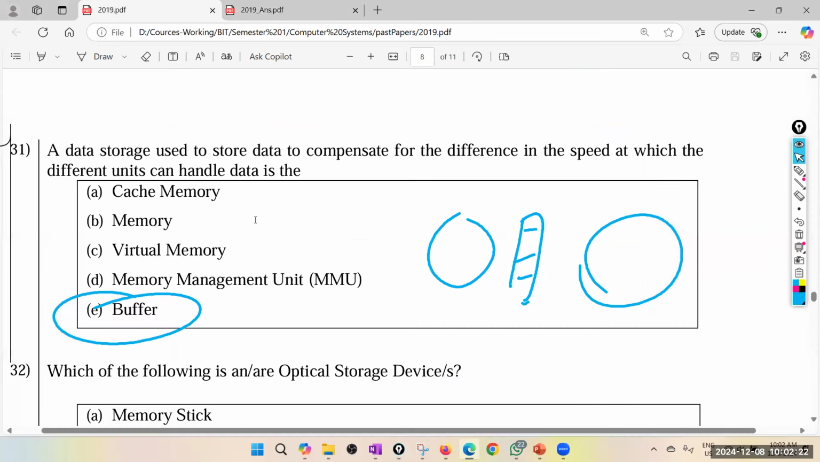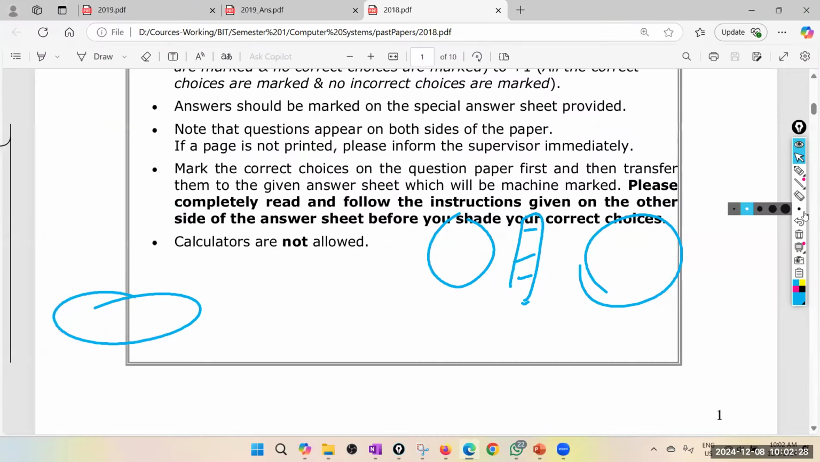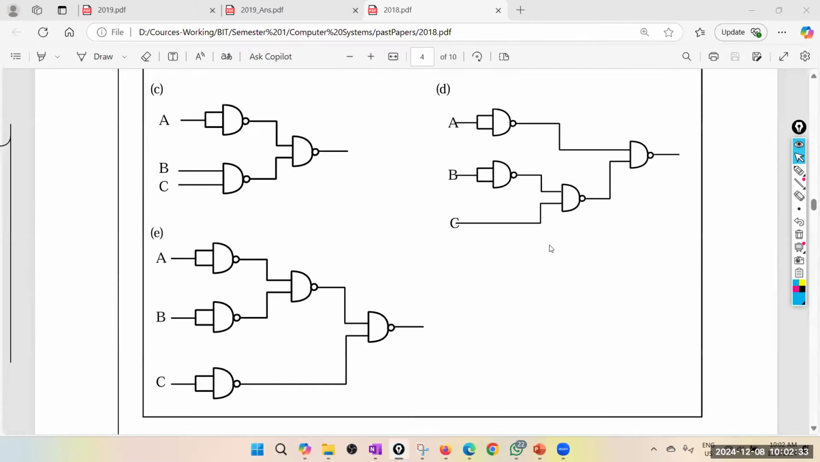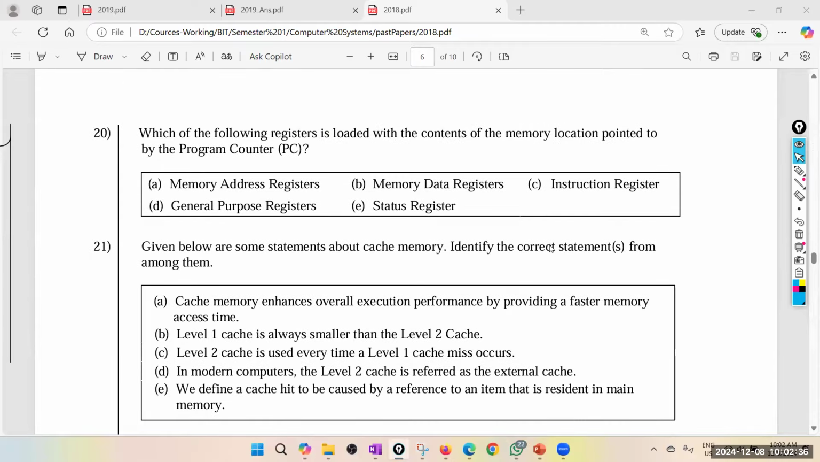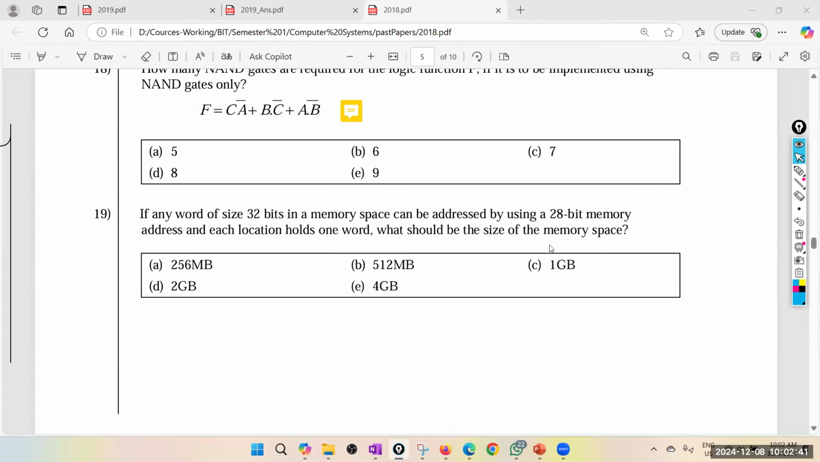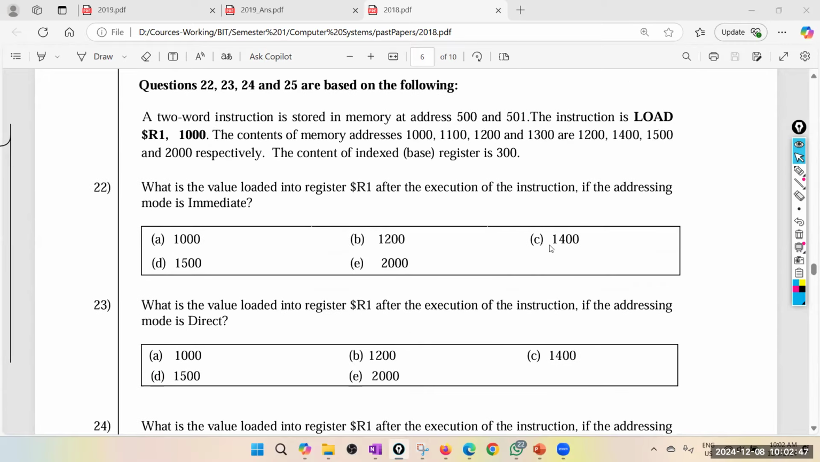Let's see. And so let's take another paper. This is my memory address question. Right. Do the questions 22, 23, 24, and 25.